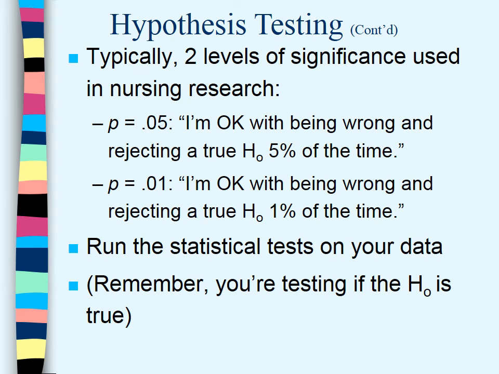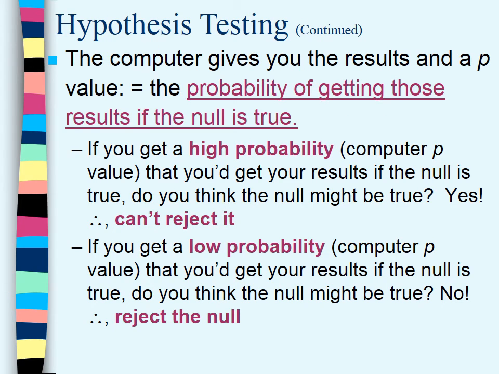So run the statistical test on your data, and remember, you're testing if the null hypothesis is true. We use a computer, we use SPSS to give us these results, and that's how we get our p-value, or our probability. And this is the probability of getting those results if the null is true. If you get a high probability, the p-value, that you get your results if the null is true, do you think that the null might be true? Yes, you can't reject it.